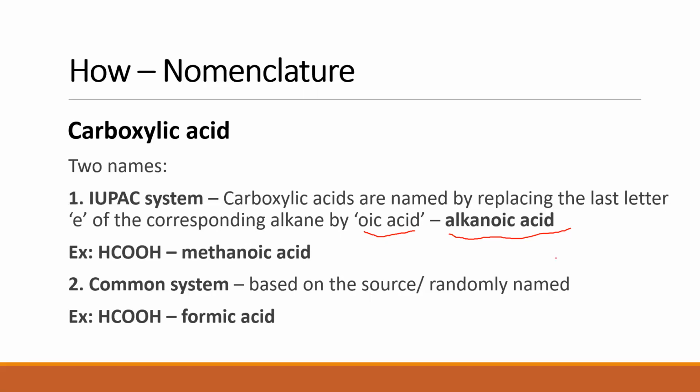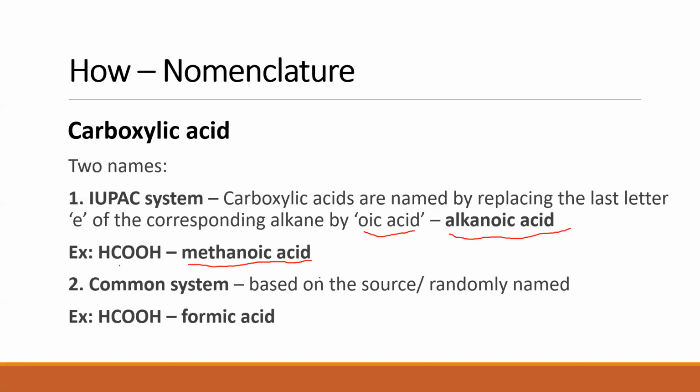Let's take an example to understand this better. This is the simplest carboxylic acid because it contains only one carbon atom. Clear? So this is the simplest carboxylic acid. Since it has one carbon atom, the parent alkane is methane. So how do I get the IUPAC name? Methane. From that, I remove the last letter E and introduce oic acid. When I do that, what do I get? Yes, I get methanoic acid.